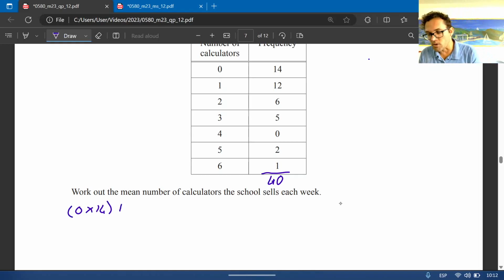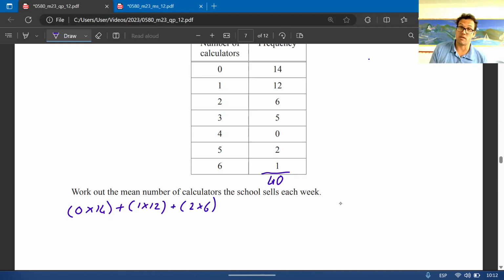Then we're going to add those 0 calculators to the 12 weeks they sold 1. So those are 12 calculators. To that we're going to add the 6 weeks they sold 2 calculators, so that's also 12 calculators. So we've got 24 now. Then they sold 3 calculators in 5 weeks, so we add another 15. Then they sold 4 calculators in 0 weeks. Again, that's 0 calculators. We could have left that out.